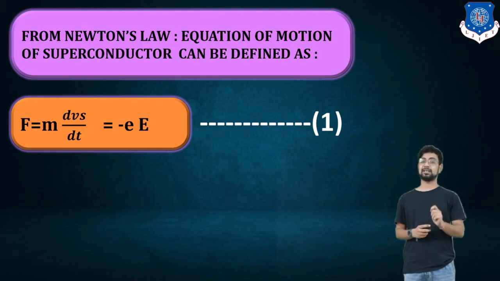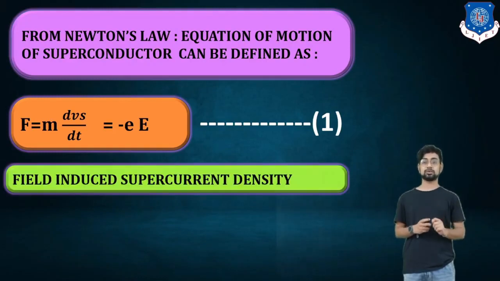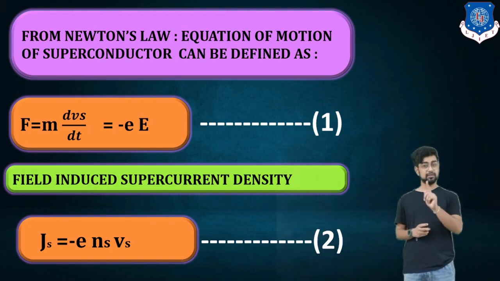Now minus e is nothing but the charge. Okay, so this would be our first equation. After that, the field induced supercurrent density can be defined in terms of J. So Js, where the suffix s stands for superconductor, equals minus e ns vs. We know that vs is the velocity of the carriers and ns is the number of the carriers.